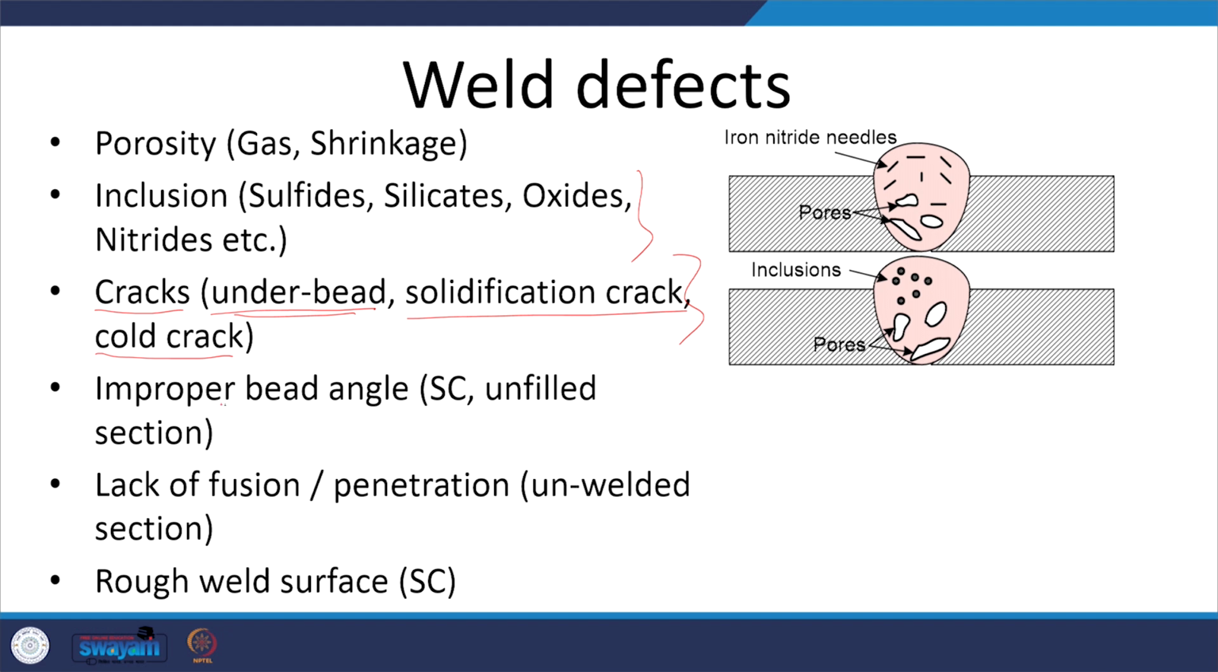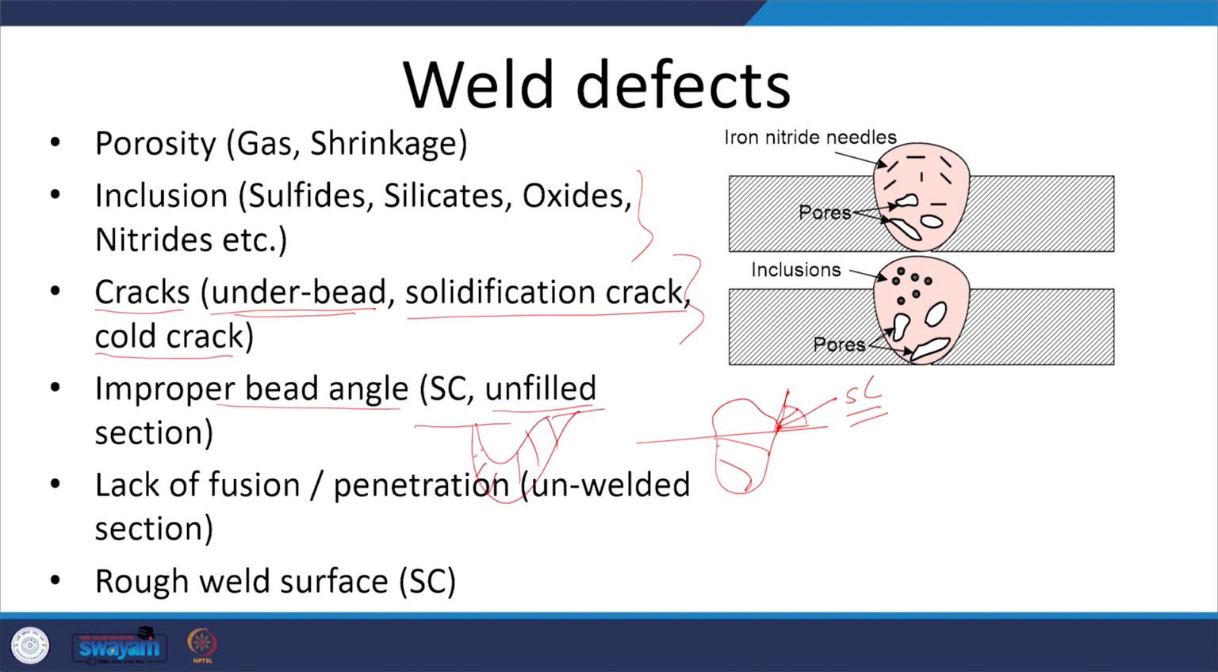Too high a bead angle. Like, there is a weld metal and the weld bead is developed with a very high bead angle like this. So, if the bead angle is too high, it will cause high stress concentration at the toe of the weld. So, improper bead angle is one form where the bead angle is too high, or the unfilled section where the weld zone is not filled properly.